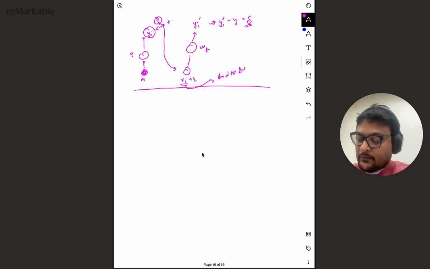So now we want a way to get rid of this xi, and what we can do is, let's say you have 5 layers in a neural network.